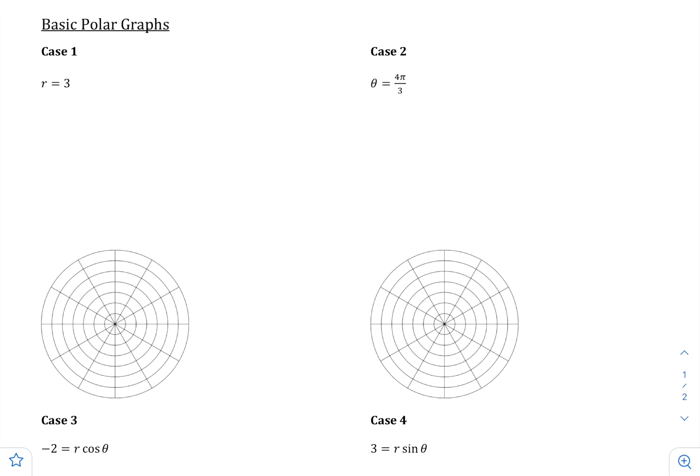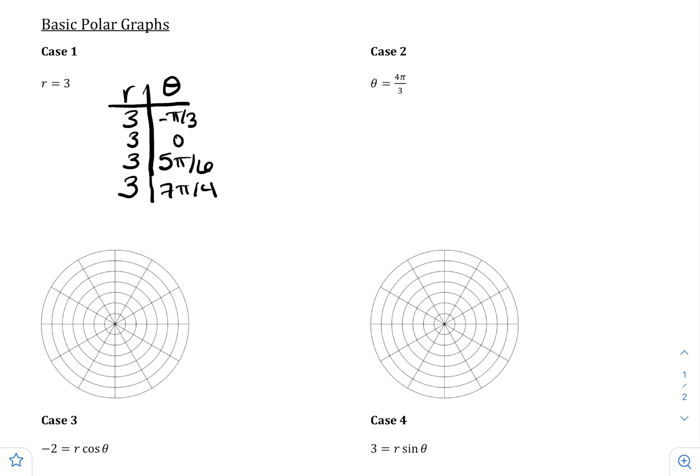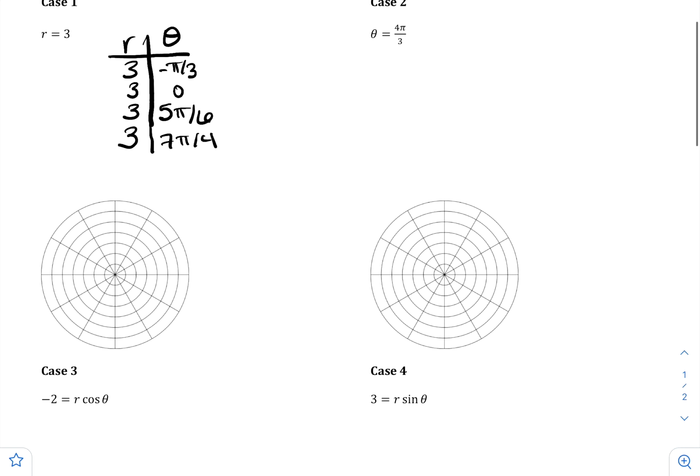So r equals 3 means that there is absolutely no theta. If you were to draw a little table here, r and theta, theta can be anything. It can be negative pi over 3, it could be 0, it could be 5 pi over 6, and the angles could go on. It could be 7 pi over 4 and so on. But no matter what theta is, r is always 3. That means the angle can be anything. It can go around the circle over and over again, and r is always 3.